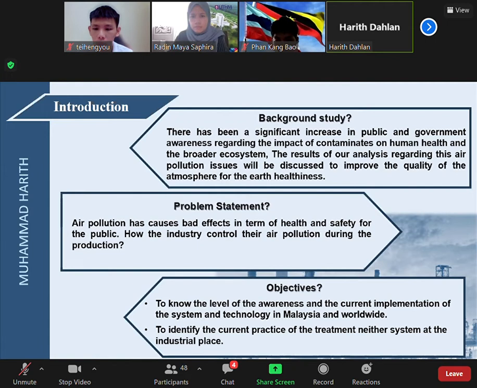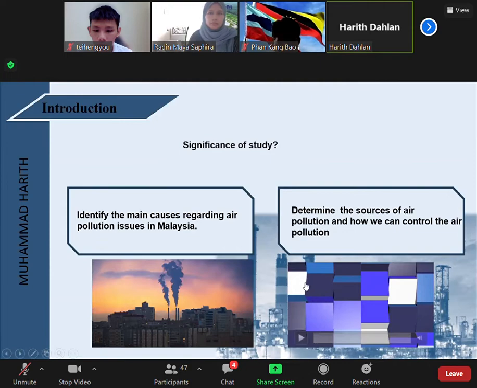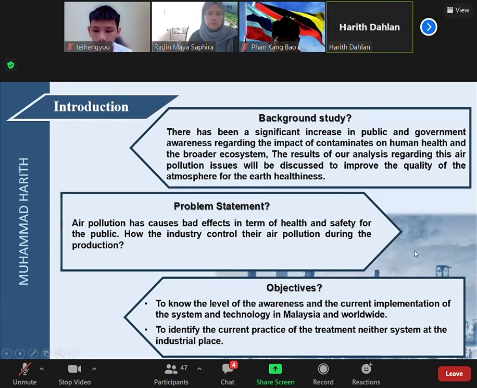In order to get further understanding regarding this problem, we have come up with two objectives, which are to know the level of awareness and the current implementation of the system and technology in Malaysia and worldwide. Because most of us would be engineers in the future, I believe, within this knowledge, we have the right direction in order to make successful changes and improve our environmental system. The second one is to identify the current practice of the treatment in the system at the industrial process. For example, how an industry should have the method or technique to avoid bad air emission to the environment.